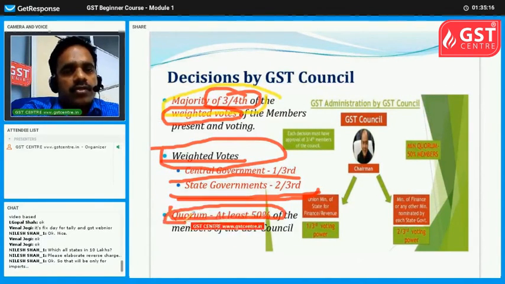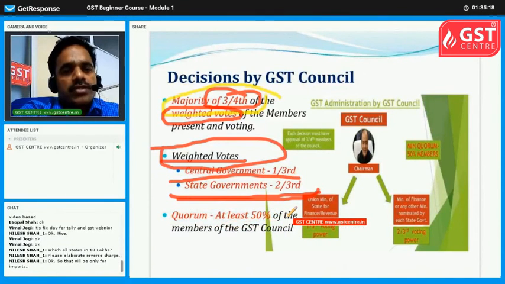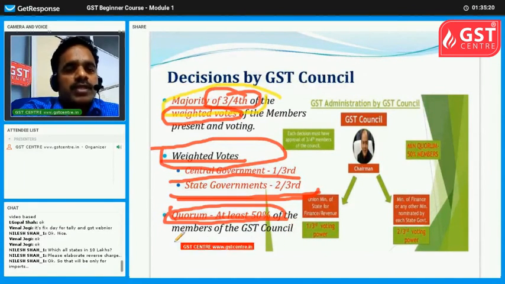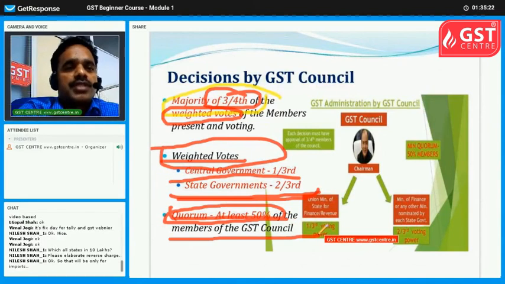And what is a quorum? For any meeting to be valid, there should be a quorum. So at least 50% of the members of the GST Council should be present.